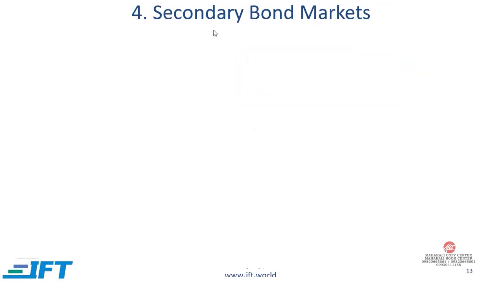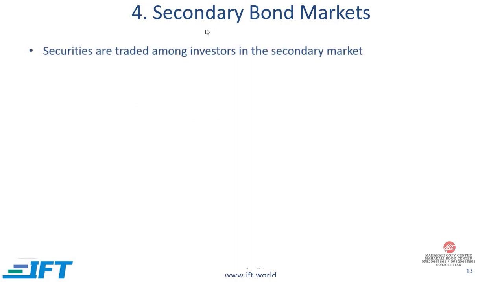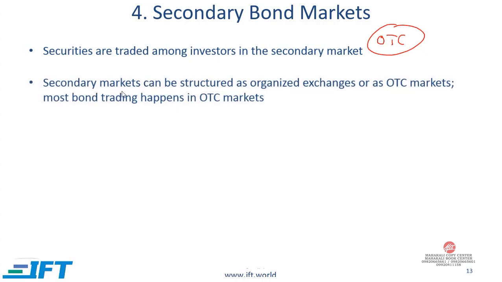Now let's take a look at secondary bond markets. In the secondary market, securities are traded among investors. In a sense, this would be like a stock exchange, but bonds are generally traded in over-the-counter markets, as we have discussed before. Secondary markets can be structured as organized exchanges or as over-the-counter markets. Most bond trading happens in over-the-counter markets.